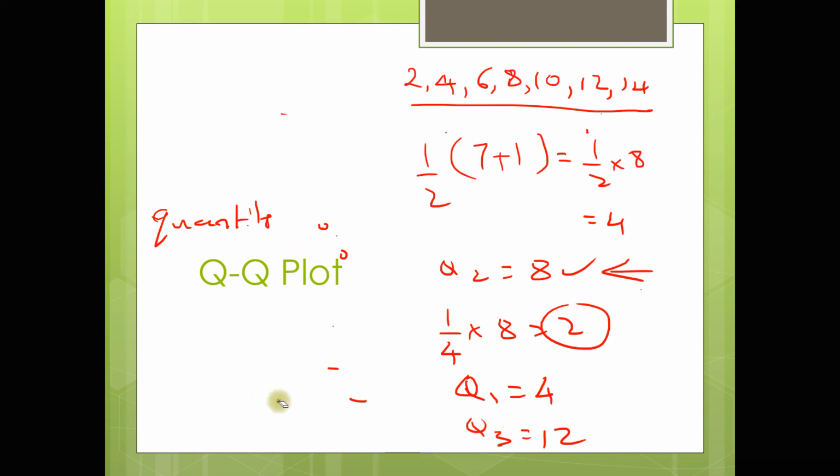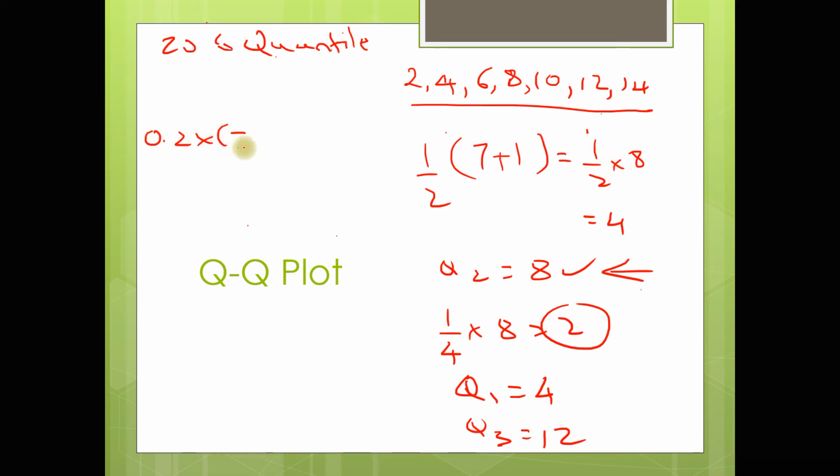So I repeat, I'm interested in determining the 20% quantile. If I want to find the 20% quantile, how do I get it? The principle stays the same as I did earlier. But now you are going to do 0.2 multiplied by (7 plus 1), which is basically 0.2 times 8, which is equal to 1.6, obviously. So if it is 1.6, you need to look for the value which is located at the 1.6 position. And what is the value that is located at 1.6? This is a 1, this is 2.